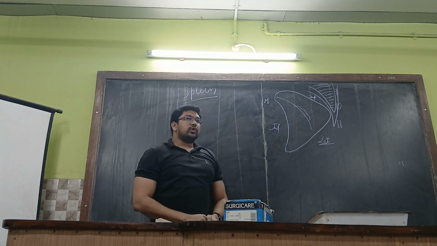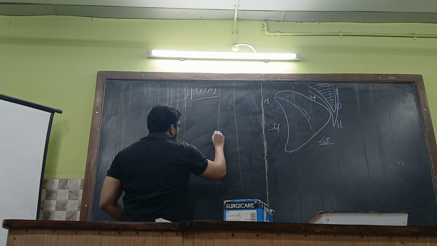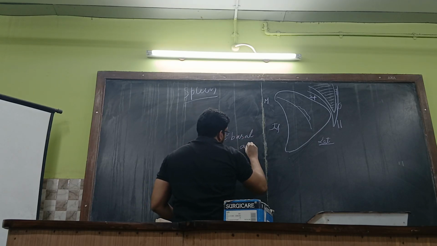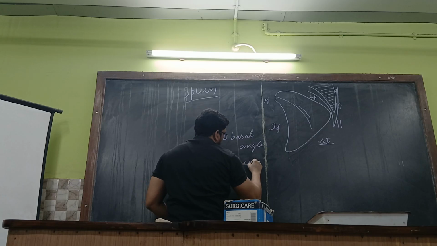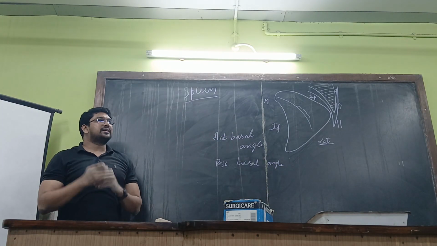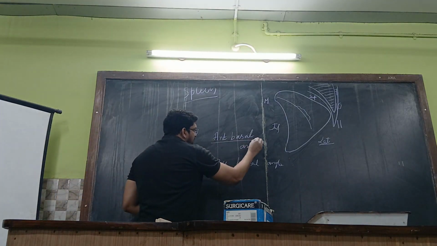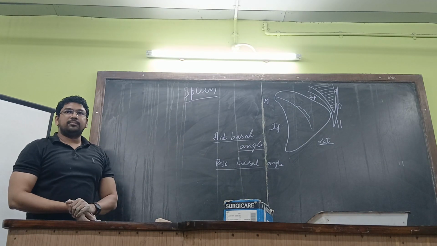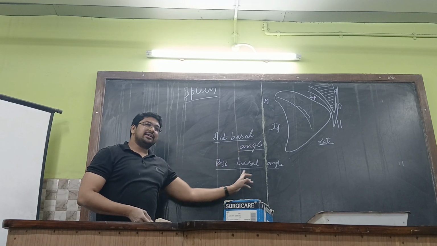There are two angles at the lateral end of the spleen. What are the angles? So far we have seen the borders and the surfaces at the two ends. The other things are the anterior basal angle and the posterior basal angle. What do you think the angles are? Which angle is the anterior basal angle? Which angle is the posterior basal angle?